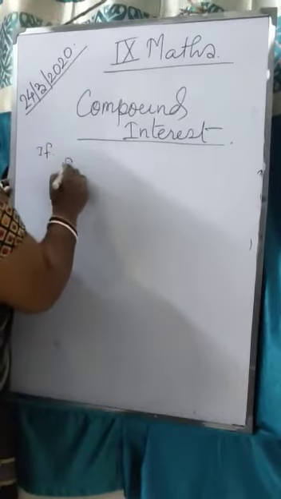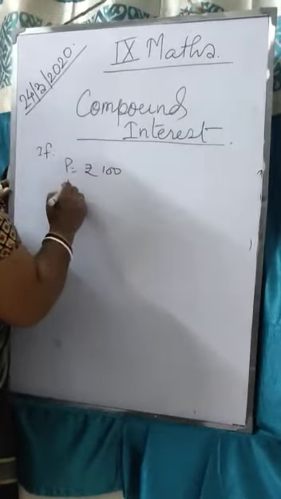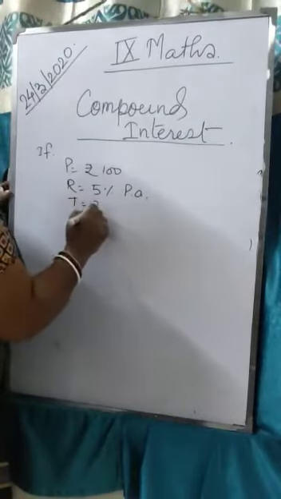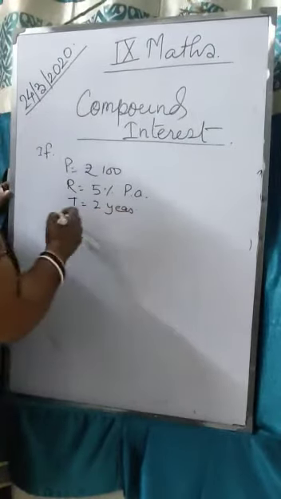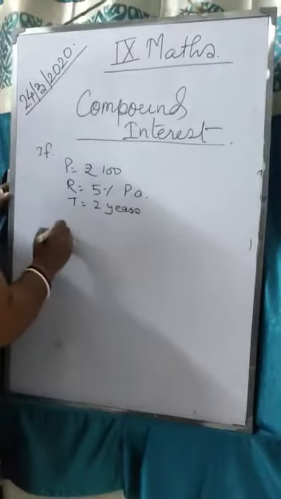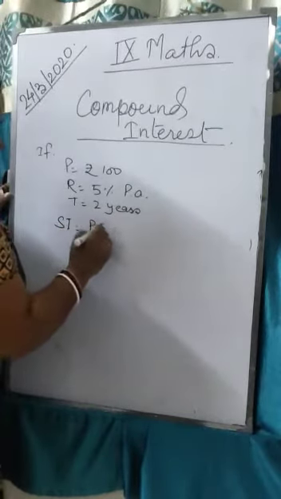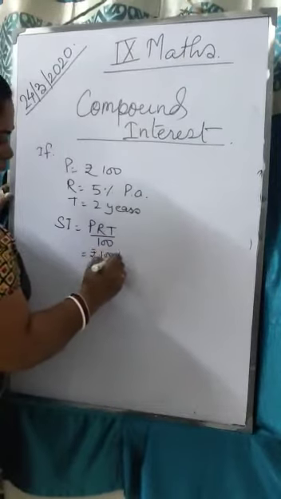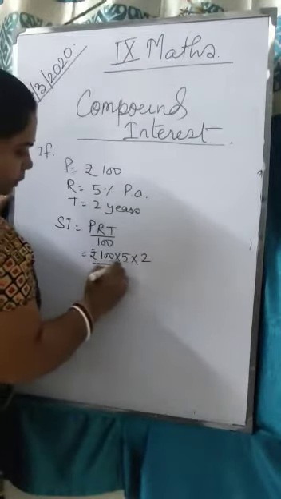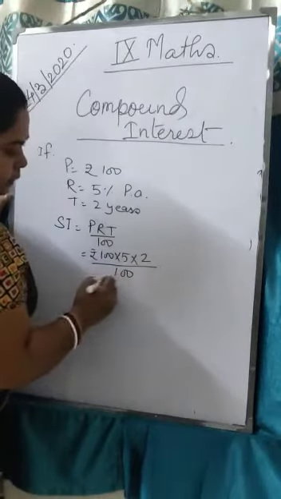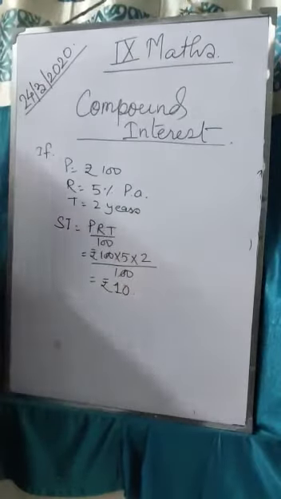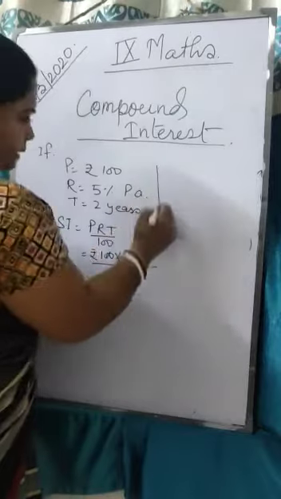If the principal is rupees 100, rate is 5% per annum and time is 2 years, what would be the SI? As you know the formula, PRT by 100, we are going to find it: rupees 100 into rate into time by 100, and this gives you rupees 10. That is the simple interest. But how to find the compound interest?